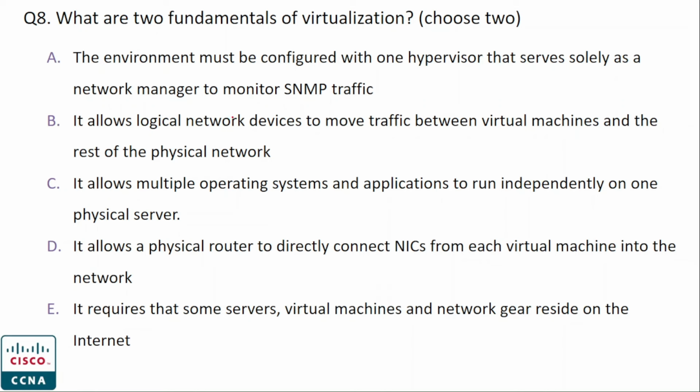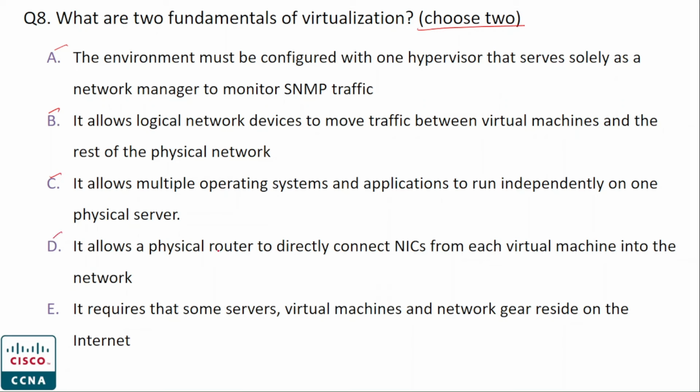Let's move forward to question number 8. What are two fundamentals of virtualization? Choose two options, and the options are option A, the environment must be configured with one hypervisor that serves solely as a network manager to monitor SNMP traffic. Option B, it allows logical network devices to move traffic between virtual machines and the rest of the physical network. Option C, it allows multiple operating systems and applications to run independently on one physical server.